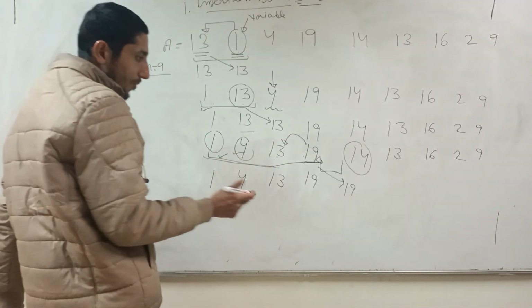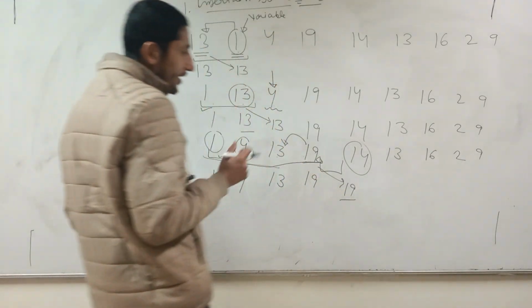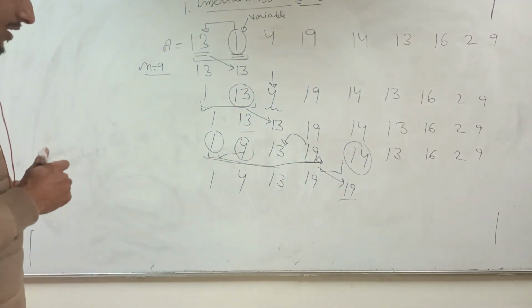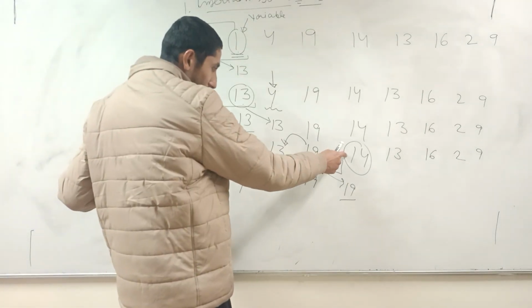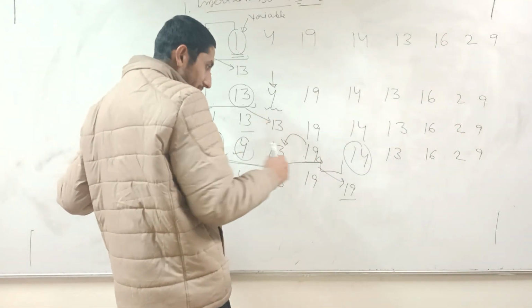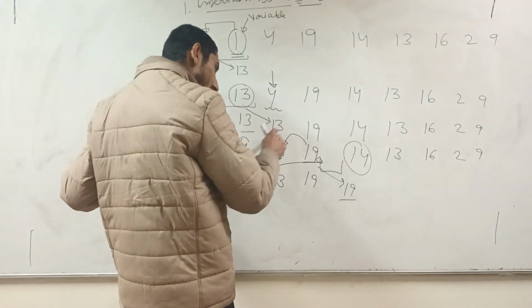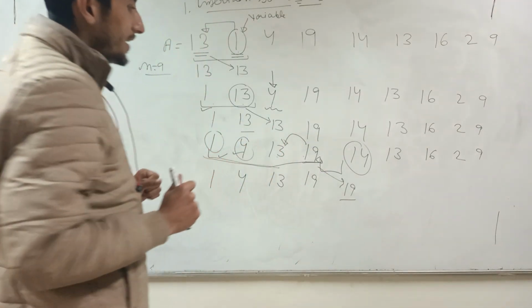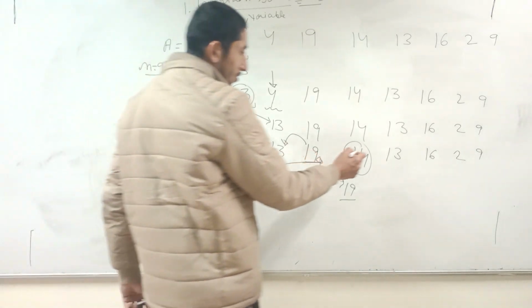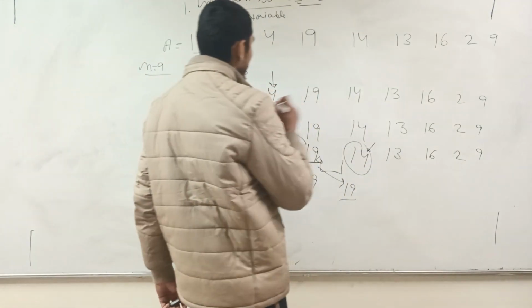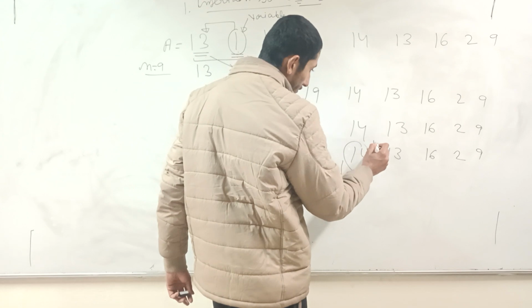Why are we going to make a copy here? The reason is that I have compared 14 with 19, and I have realized that 19 should come at the right side. Then I will compare 14 with 13. So you might think, oh, 14 will be lost from the memory. No, we will take a temporary variable and we will save this 14.